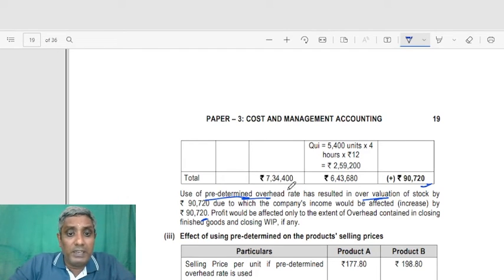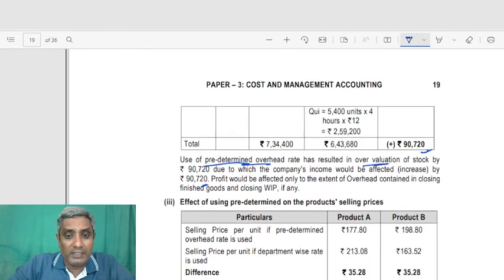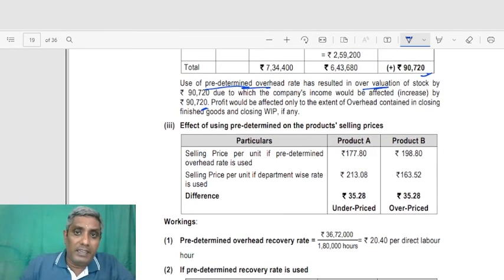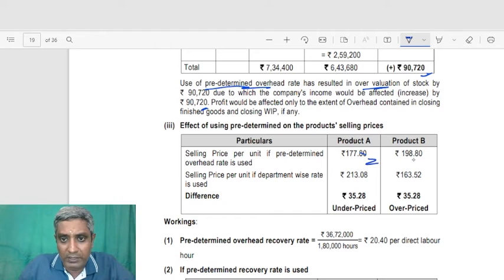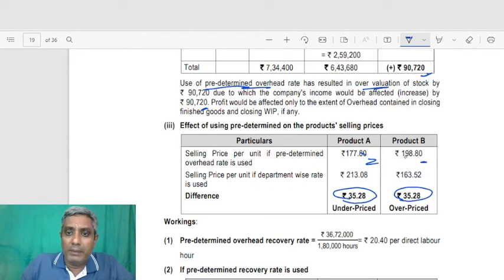Now, the effect of using predetermined overhead rate on the product selling price. See, product A and product B data are given. This 177.80 and 198 one is underpriced when department-wise rate is used. This one is overpriced when department rate is used. So this is overpriced here, this is also overpriced here. The difference is one is underpriced, one is overpriced when using predetermined rate on the products. Clear? Now they have given the workings.